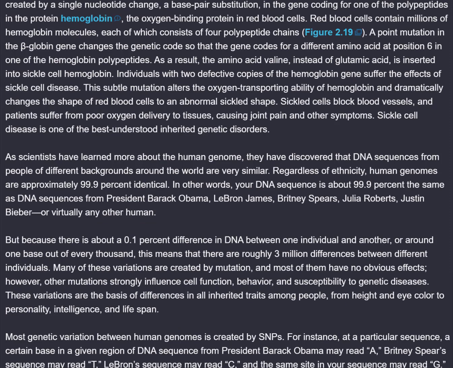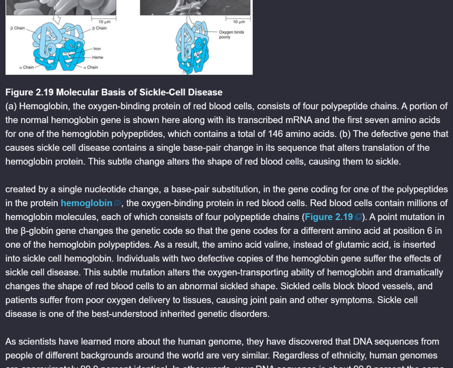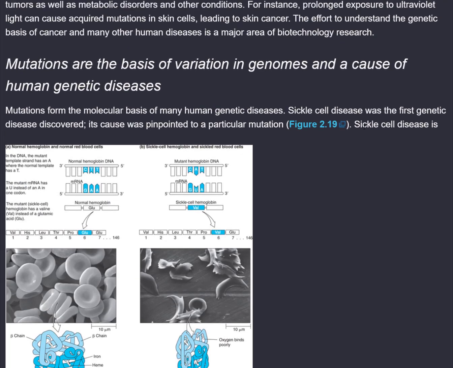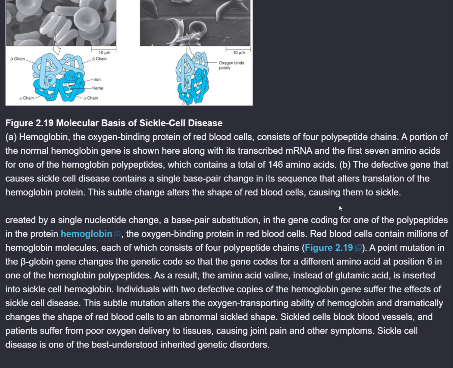Sickle cell disease is created by a single nucleotide change, a base pair substitution, in the gene coding for one of the polypeptides in the protein hemoglobin, the oxygen-binding protein in red blood cells. Red blood cells contain millions of hemoglobin molecules, each of which consists of 4 polypeptide chains. A point mutation in the beta-globin gene changes the genetic code so that the gene codes for a different amino acid at position 6 in one of the hemoglobin polypeptides. As a result, the amino acid valine, instead of glutamic acid, is inserted into sickle cell hemoglobin.